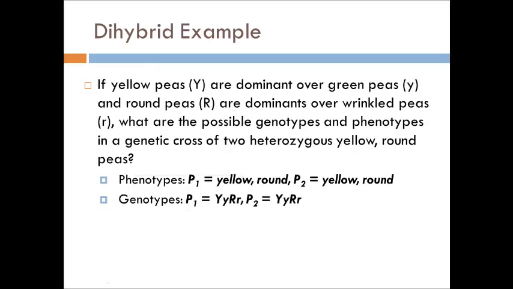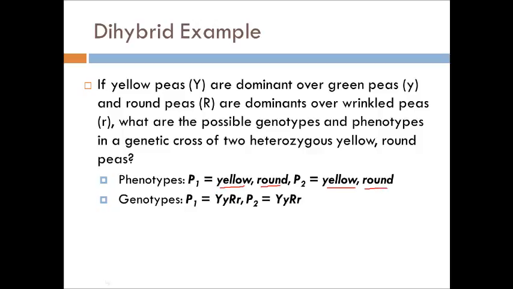Now let's get a little bit more complicated. If we have a dihybrid cross, in this case, yellow peas are dominant to green peas, so that means you have a big Y and a little y, and round peas are dominant over wrinkled peas, again, big R over little r. What are the possible genotypes and phenotypes in a genetic cross of two heterozygous yellow round peas? All right, so here's where it gets a little more complicated. So now for parent 1, it's yellow and round. So is parent 2.